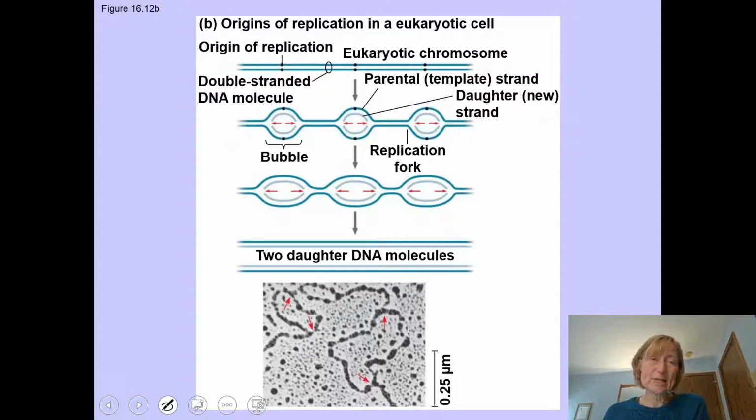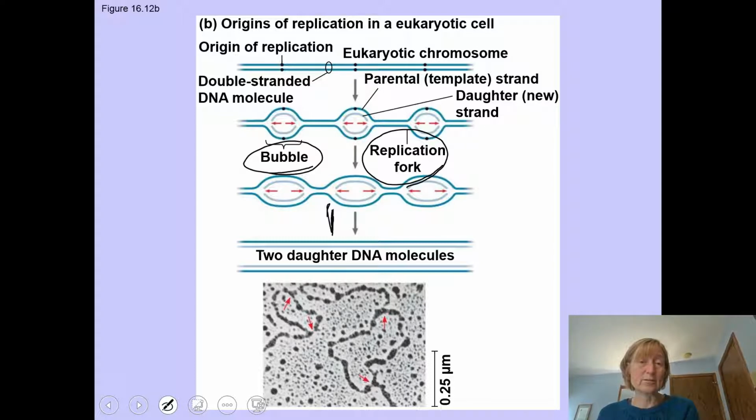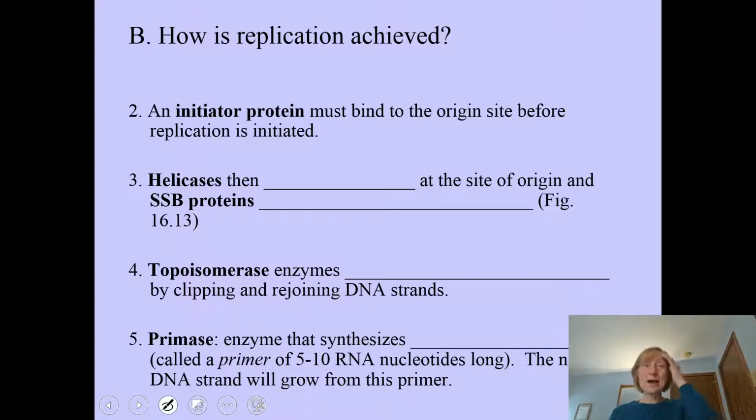Here's another picture of the origins of replication in eukaryotes, and you see it's pretty much what I drew as well. But you can see that the language we'll use sometimes is a replication bubble and a replication fork. That's the juncture right where replication is happening. Okay. All right. So how is replication achieved?